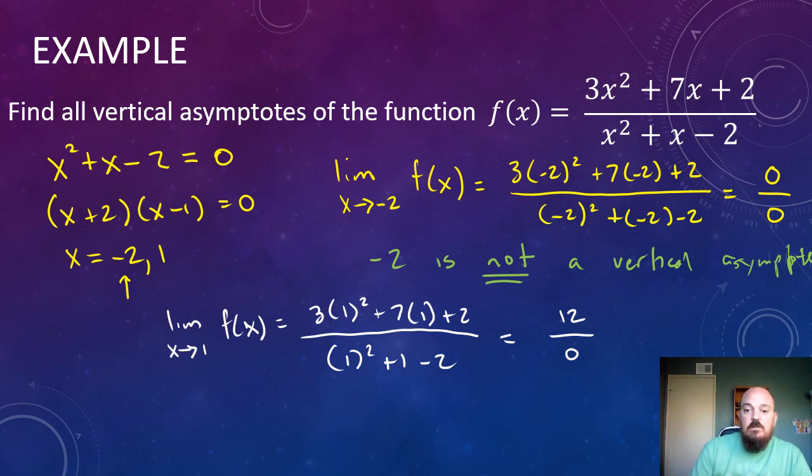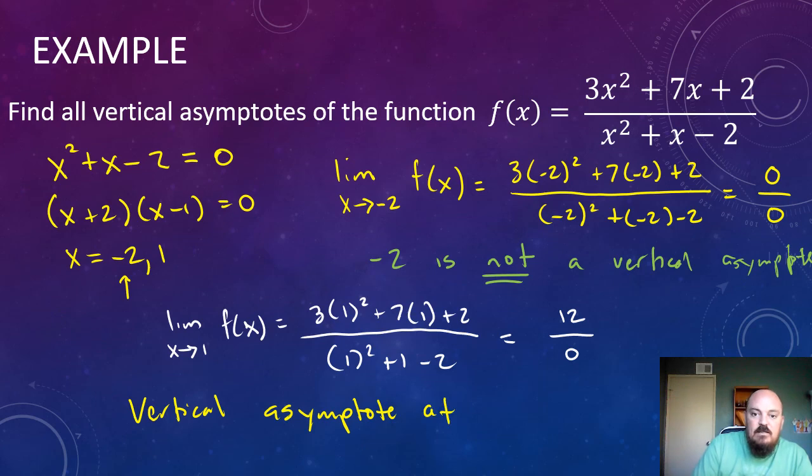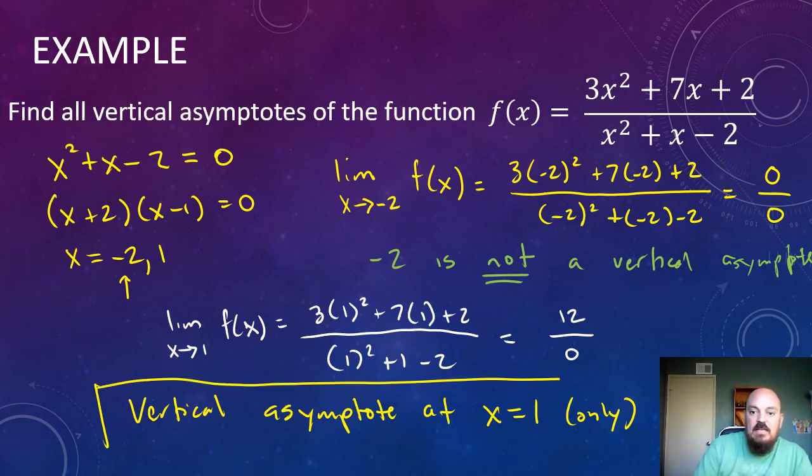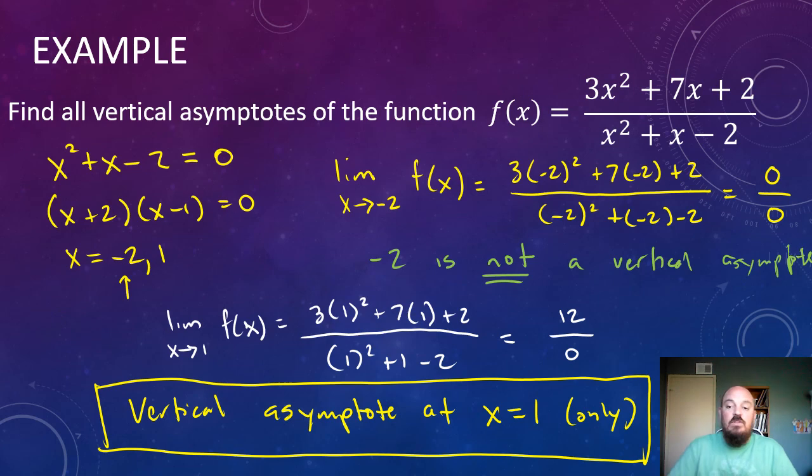And that's my final answer to the question. The final answer is there is a vertical asymptote at x equals 1. And I'm going to put only here just to make sure you remember that I did test both of those numbers. And x equals 1 is the only vertical asymptote.